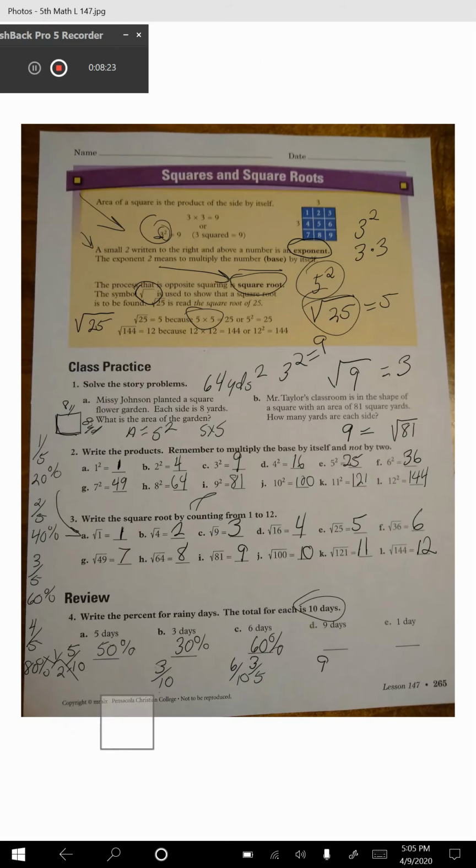9 days, 9 out of 10. That's easy. 9 out of 10 right on a test, because on a 10-point test, everything's 10 points each. So if you got 9, 9 times 10 is 90%. 1 day out of 10. Well, that's just 10%. All right?